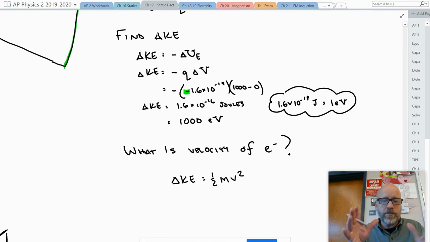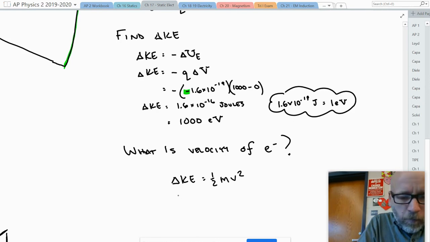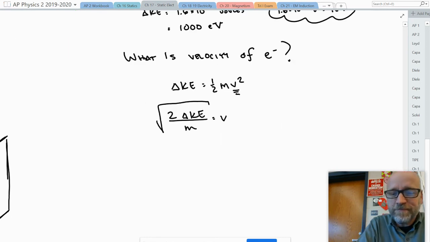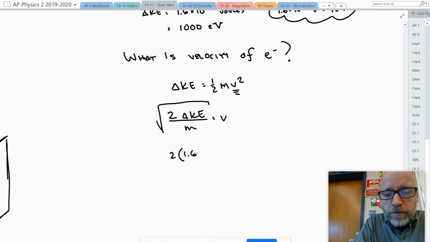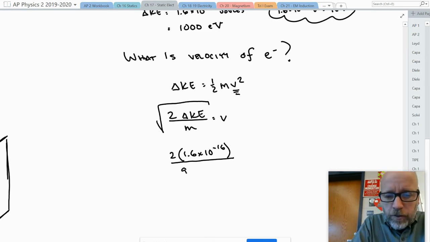Now, I'm assuming that it's starting at rest. My change in kinetic energy, I already have a value for that. So why don't I just take that and solve and get v all alone? So 2 times the change in kinetic energy divided by the mass, square rooted, equals the velocity. We're using mass, which has kilograms in it, so I need to use energy in joules. And the mass of an electron, you can just look at the chart. It's 9.11 times 10 to the negative 31.